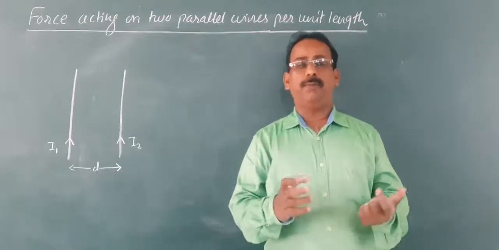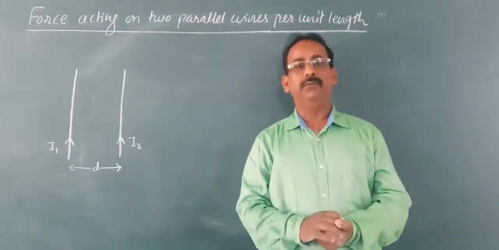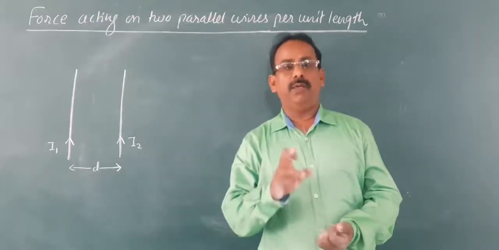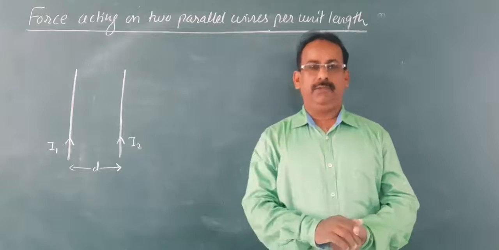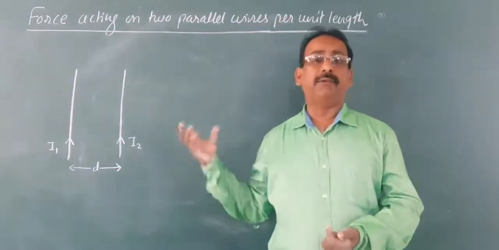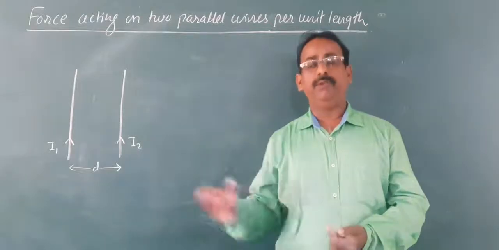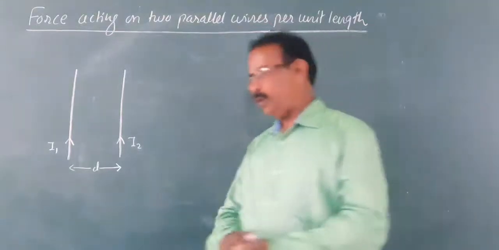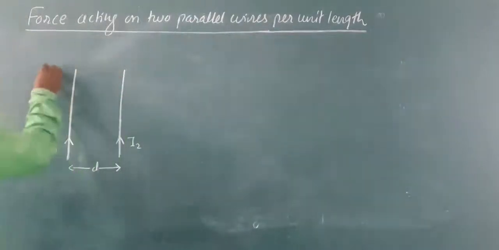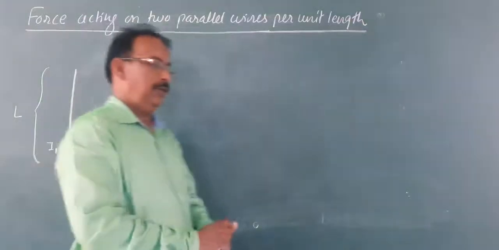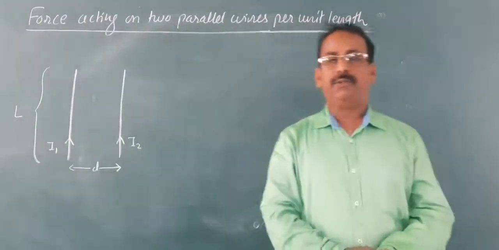When does the nature of force become repulsive? When the currents passing through the wires are in opposite directions. Here we are finding this attractive force because we have taken current in the same direction. The length of each wire is equal to L.